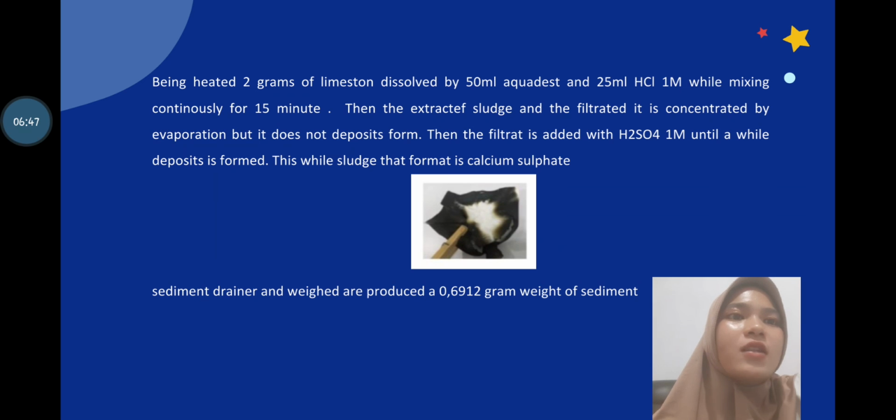It is concentrated by evaporation, but no deposit forms. Then the filtrate is added with sulfuric acid 1 molar until a white deposit is formed. This white sludge that formed is calcium sulfate. The sediment is drained and weighed, producing 0.6912 grams weight of sediment.